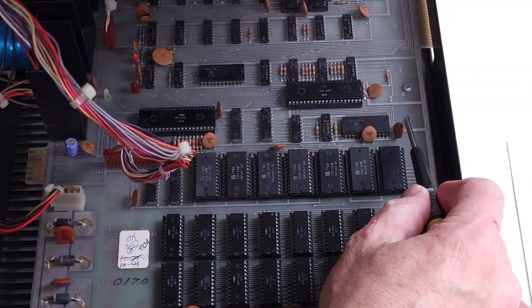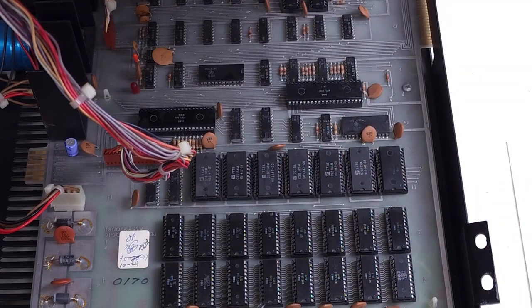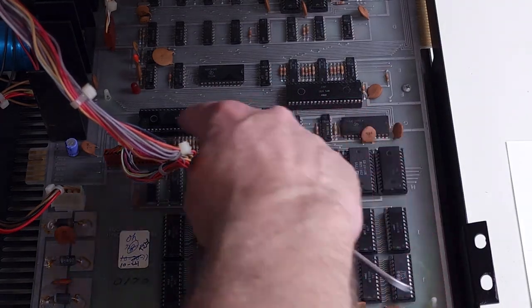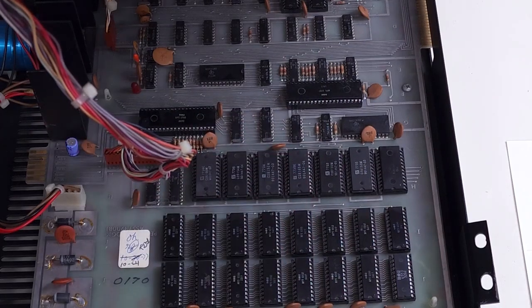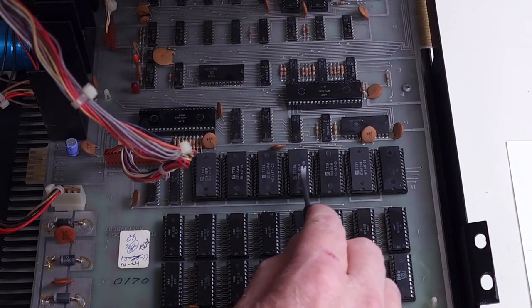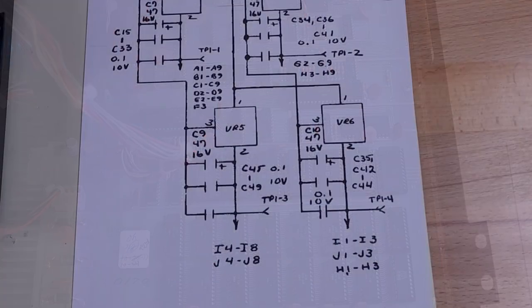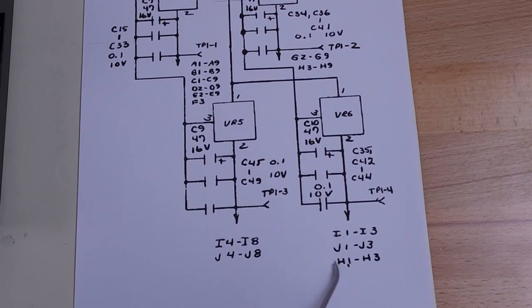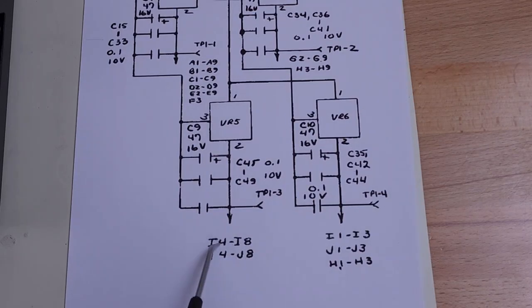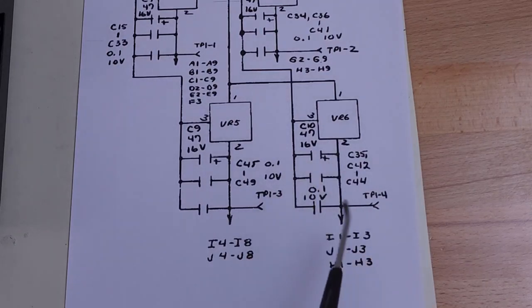This is row G here. So G2 through G9 is basically all of row G. And H3 through H9 is starting here through the end. Looks like VR6 actually powers the first few chips on row H. And VR5 powers I4 through the end, J4 through the end, and VR6 powers 1 through 3 in J1 through 3.